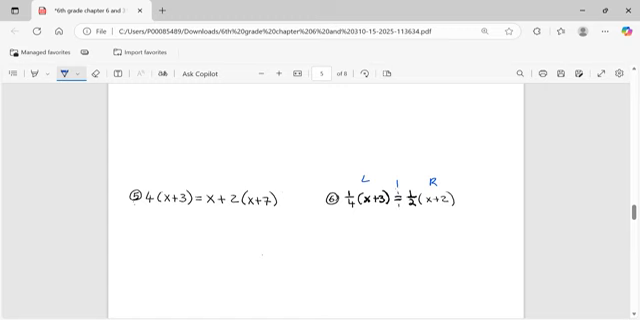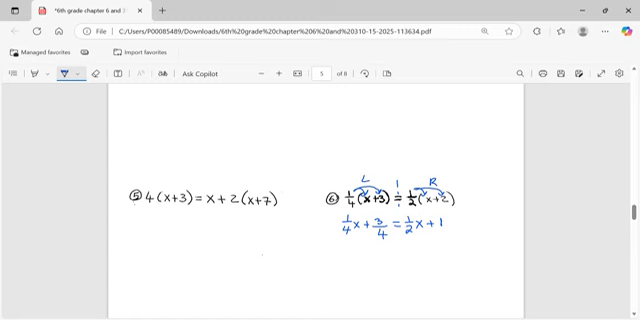So on the left side, there is a parentheses, which means something has to be distributed. I'm going to go ahead and distribute 1/4. So I get 1/4 x, 1/4 times 3, which is going to give me 3/4. And that's equal to, on the right, there's also a parentheses. So I'm going to distribute 1/2 times x, which is 1/2 x, and 1/2 times 2, which is 1.